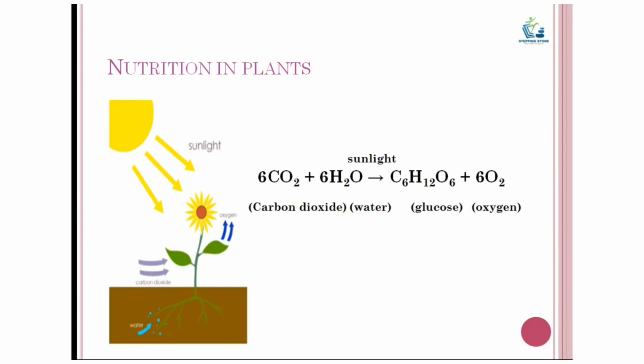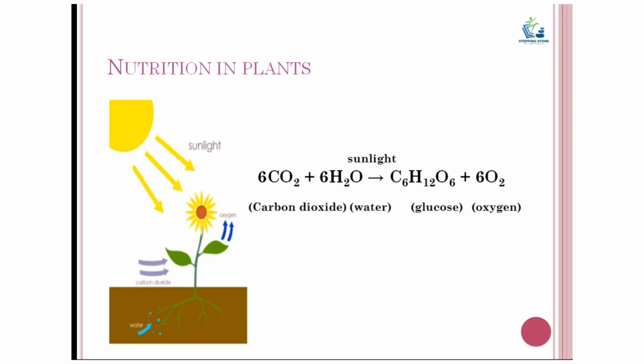Now we will learn about nutrition in plants. Just like other organisms, plants also require food which can supply energy for their various metabolic activities. So we know that plants can prepare their own food. The process by which green plants make their own food from carbon dioxide and water by using sunlight energy in the presence of chlorophyll is called photosynthesis.